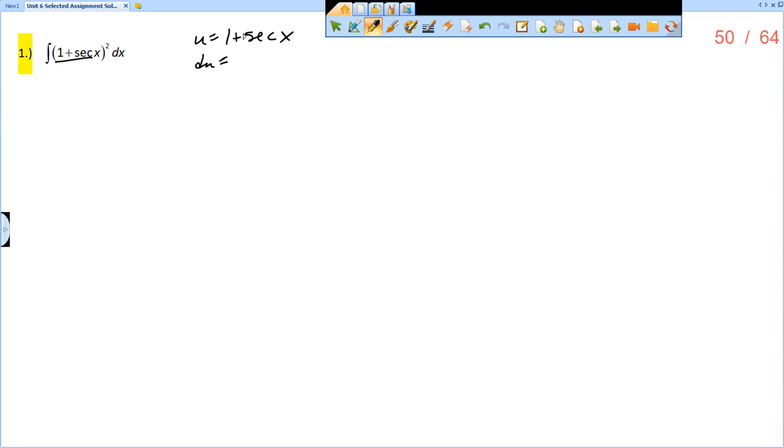Why? Because the derivative of this, well, would be secant x tangent x, right? And no matter how I cut it, if I make that u squared, then I don't have a secant x tangent x dx, and so that does not work, right?